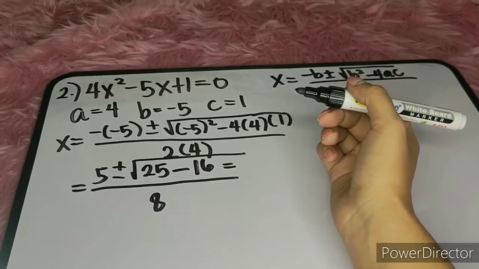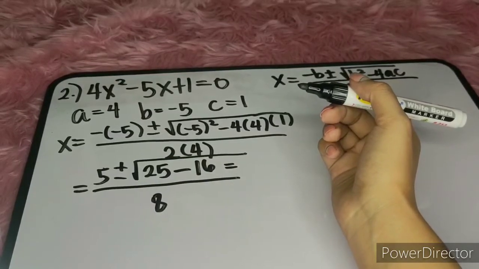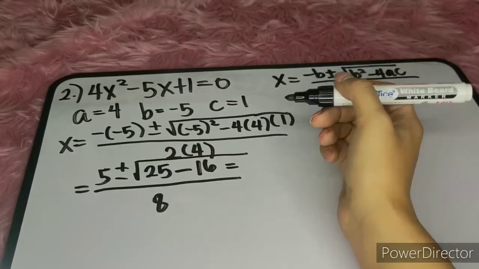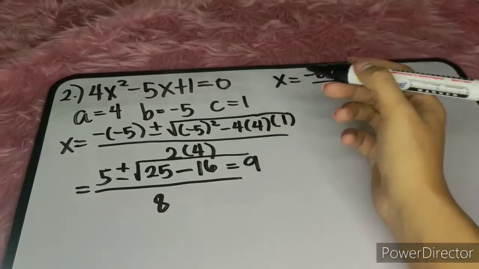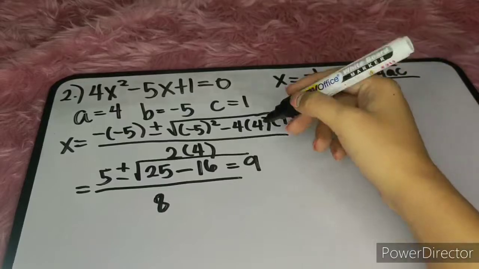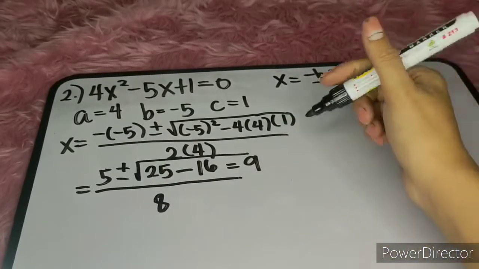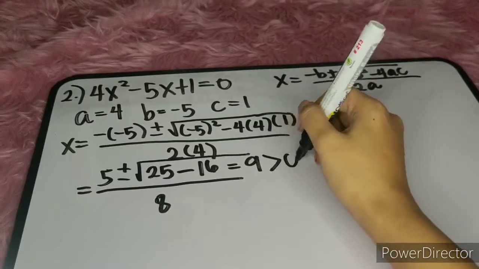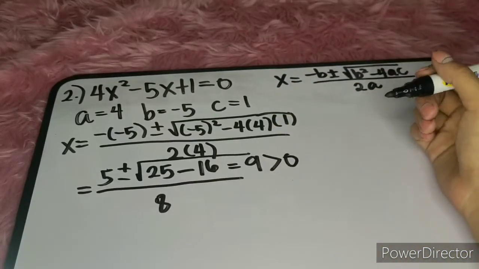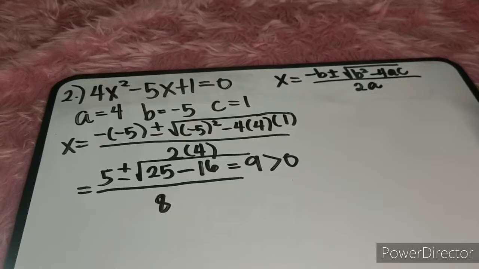And that is, let me count, 9. Yeah. So, 9 is greater than 0. So, our discriminant is 9, and that is greater than 0 since it is positive.